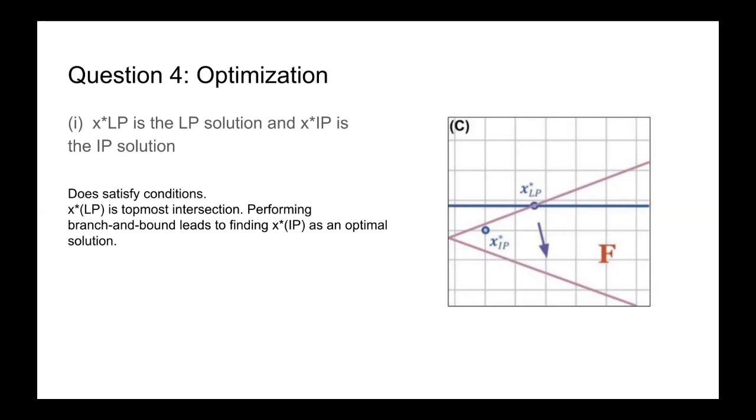And then once we perform branch and bound on this example, which I'd leave to you as an exercise, you would see that X star of IP would be an optimal solution that you find via the branch and bound algorithm.